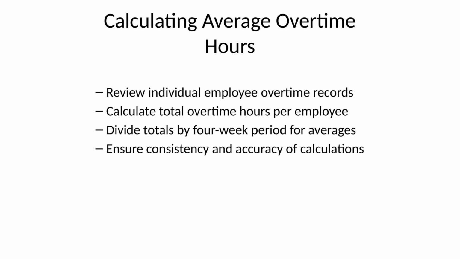This slide explains the approach used to calculate the average overtime hours worked by each employee. The first step is reviewing the overtime hours recorded for each individual across the 4-week period. These hours are then totaled for each employee to understand their overall overtime contribution. Dividing the total overtime hours by 4 provides a clear weekly average, making comparisons easier between employees. Accuracy is critical at this stage, as calculation errors could lead to misleading insights or unfair conclusions.